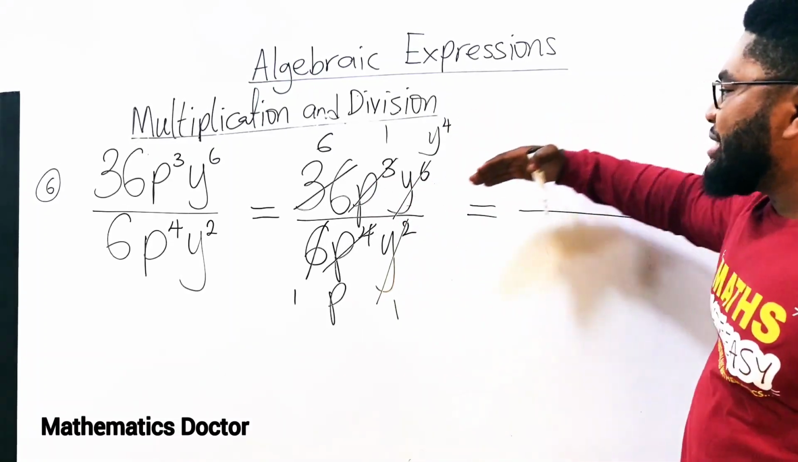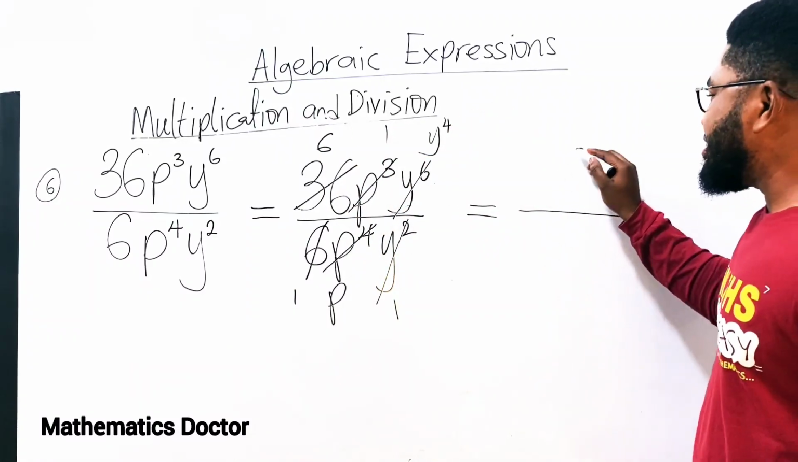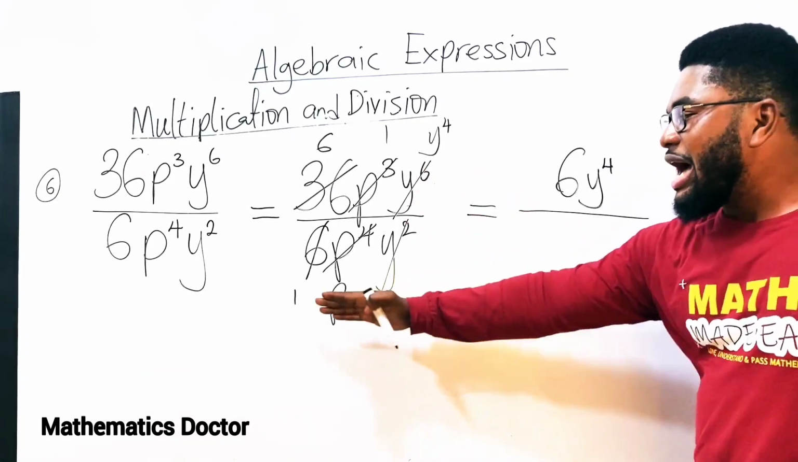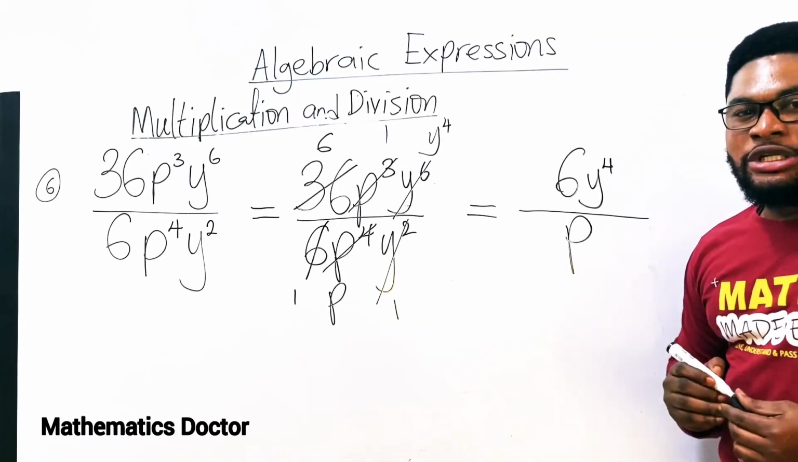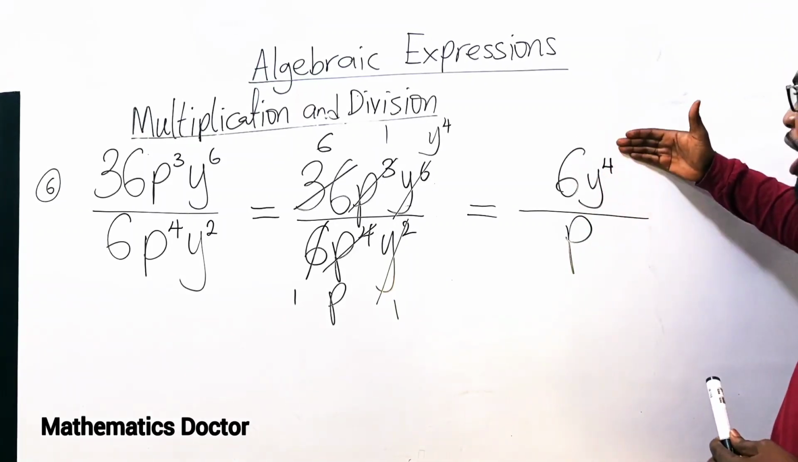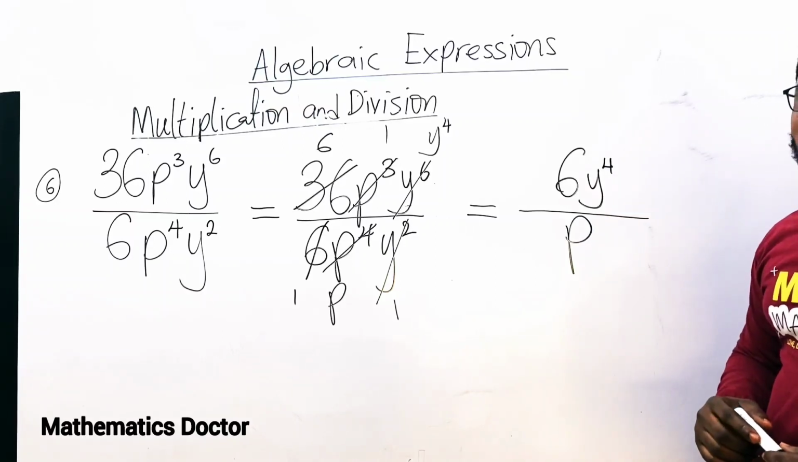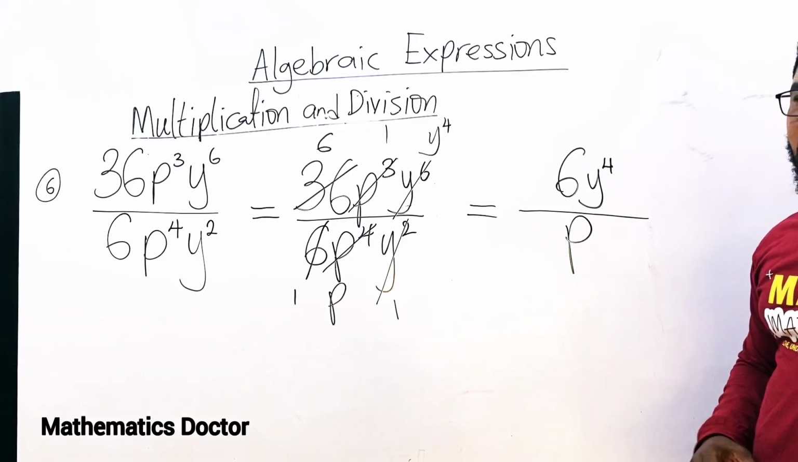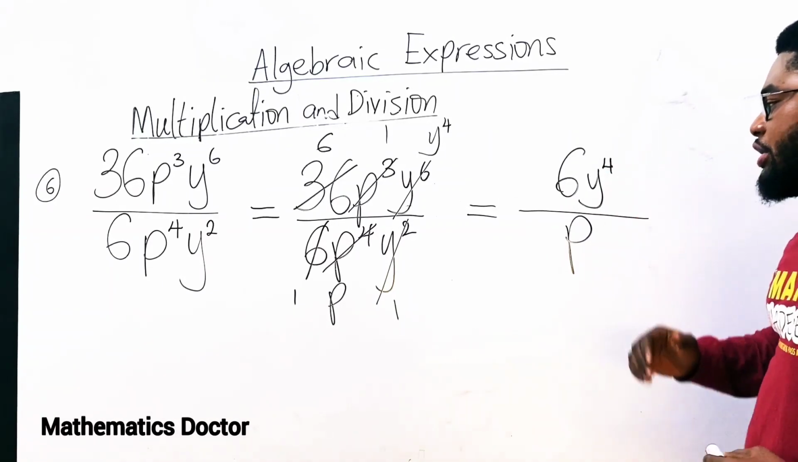At the numerator section, we have 6 times 1 times y power 4, giving us 6y power 4. Then at the denominator, I have 1 times p times 1, giving us p. So this becomes 6y power 4 all divided by p. We can change this into an indices form. When we get to indices, I will elaborate on that one. So the final answer remains 6y power 4 all divided by p.